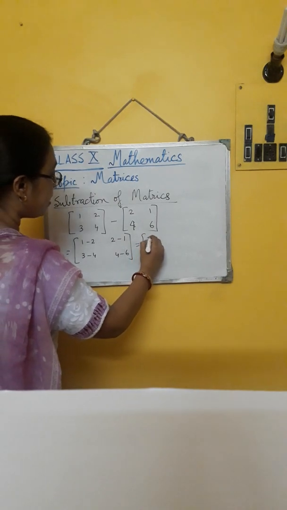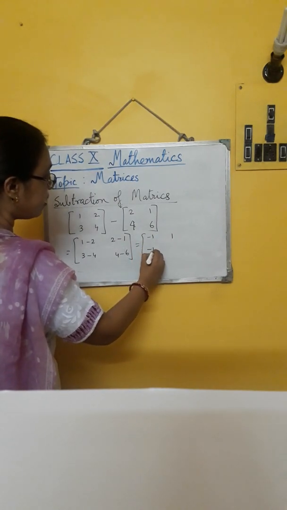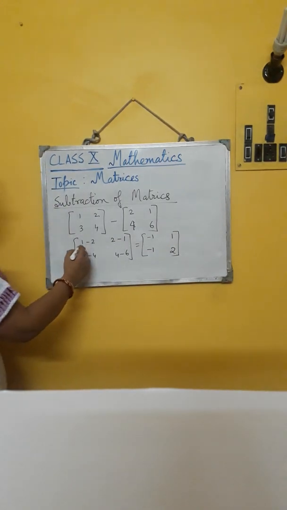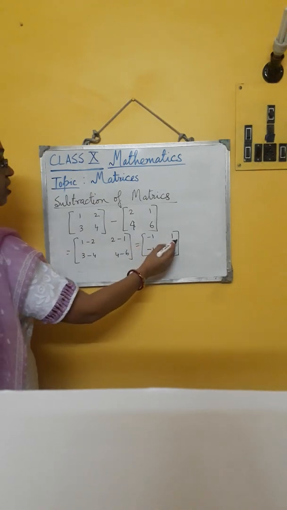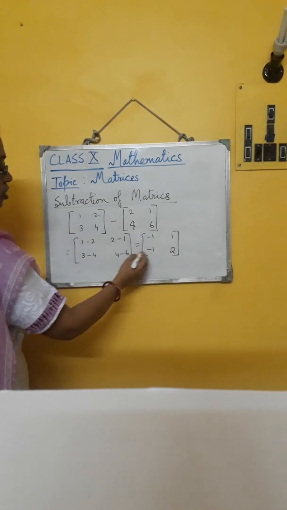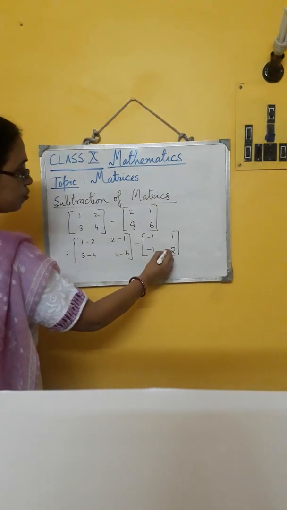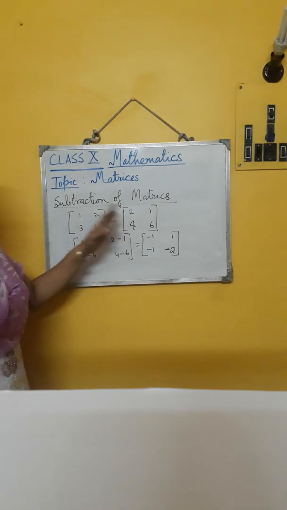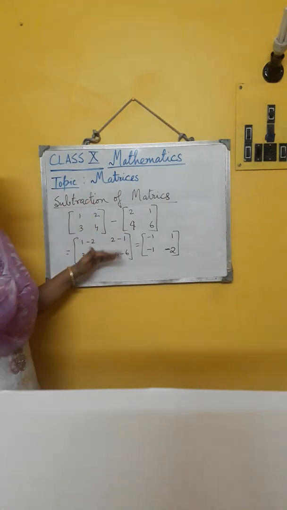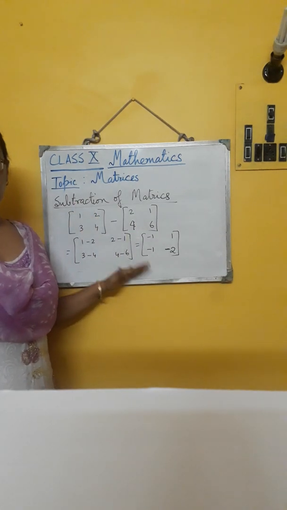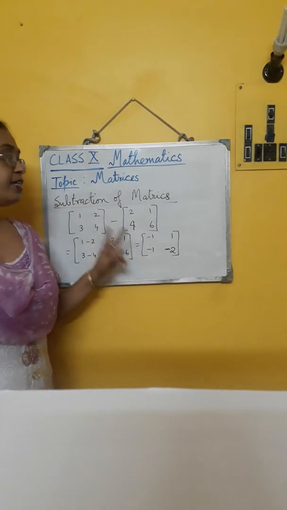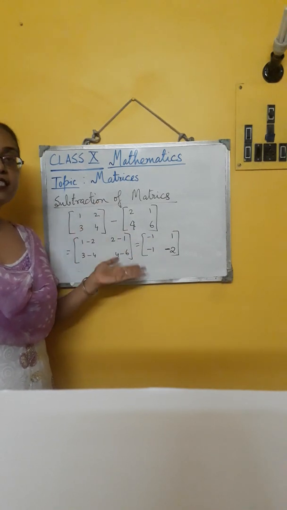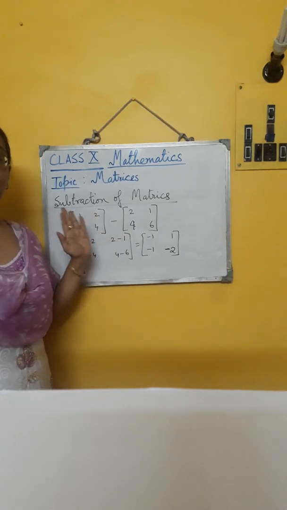So what are we getting? Minus 1, 1, minus 1, minus 2. Here 1 minus 2 is minus 1, 2 minus 1 is 1, 3 minus 4 is minus 1, 4 minus 6 is minus 2. So corresponding elements are subtracted. This is how we get the subtraction of two matrices. We have learned two things today: addition of two matrices and subtraction of two matrices. If any sums are given, you can do addition and subtraction.